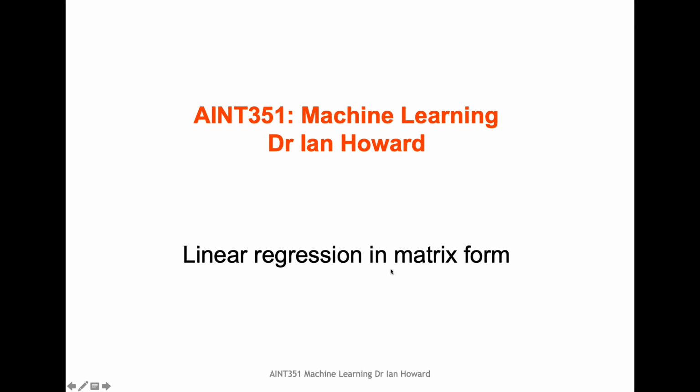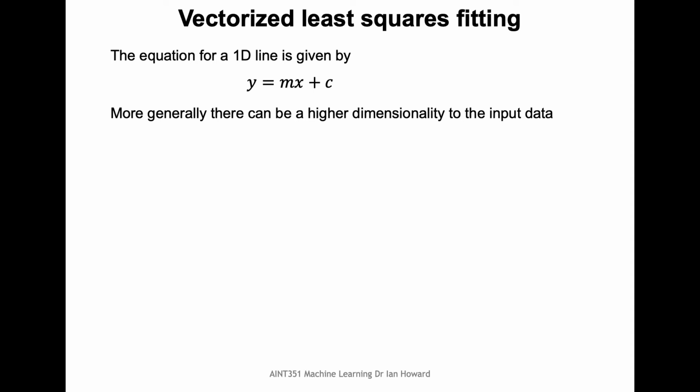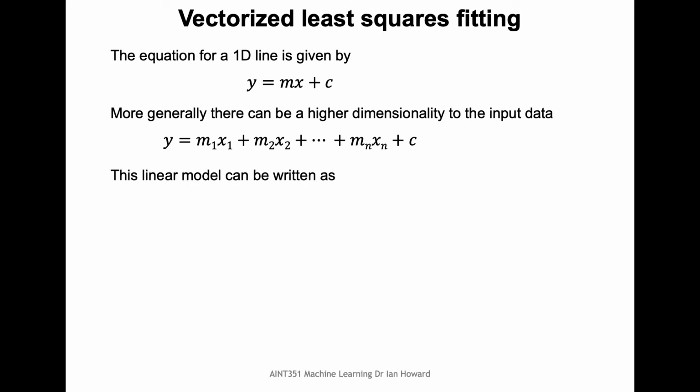So let's now think about linear regression in matrix form. We know that the equation for a single one-dimensional line is given just by y equals mx plus c. But in general, there can be higher dimensionality to the data than just a single point for x. In fact, there could be multiple points for x. And then we'd have an equation of the form y equals m1x1 plus m2x2 and so on plus c.